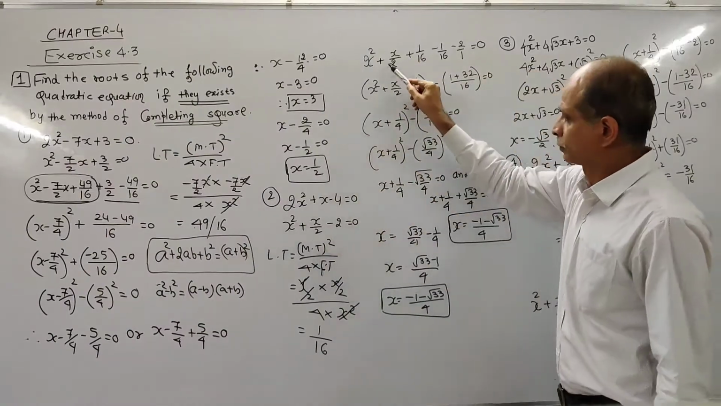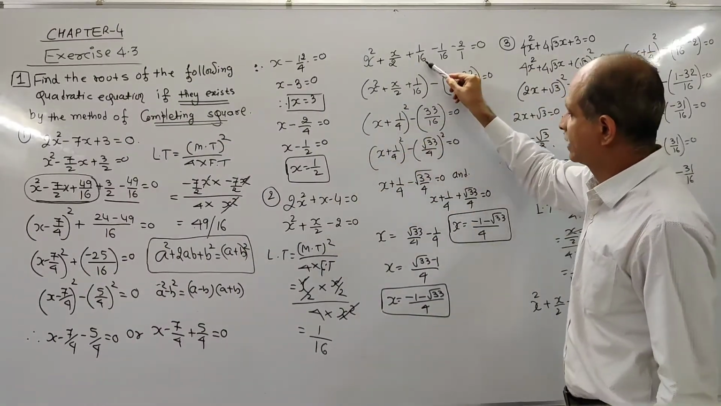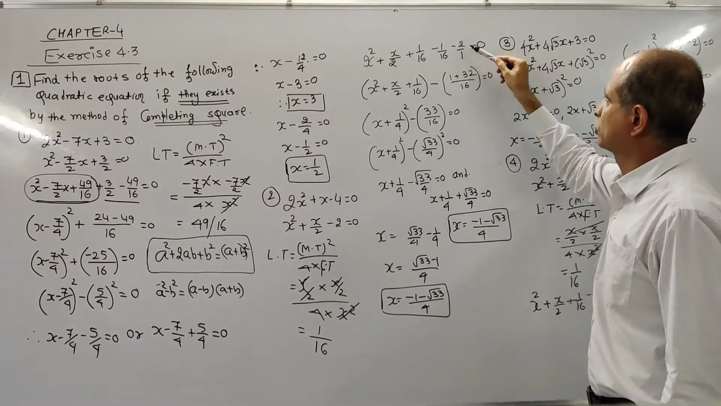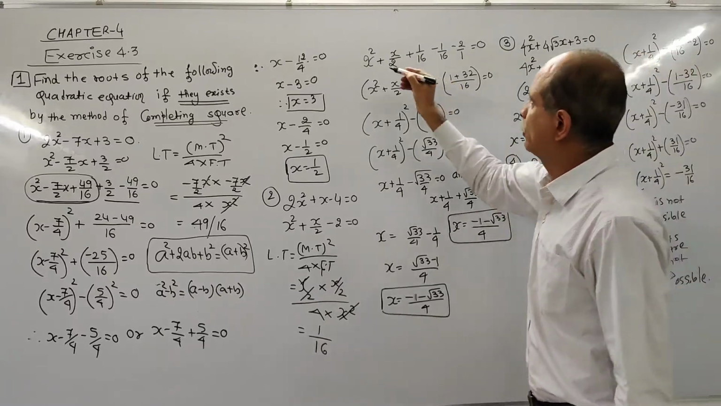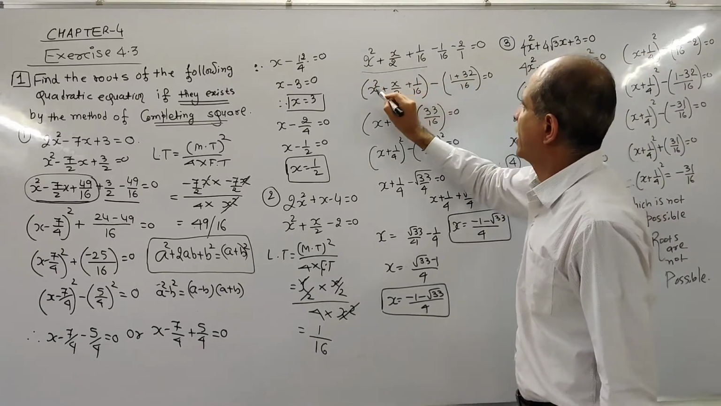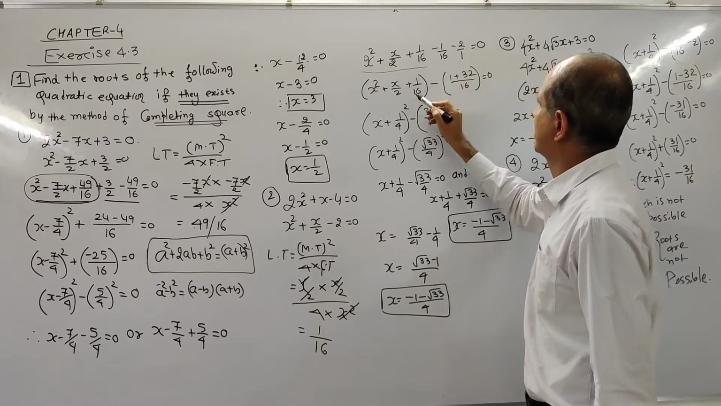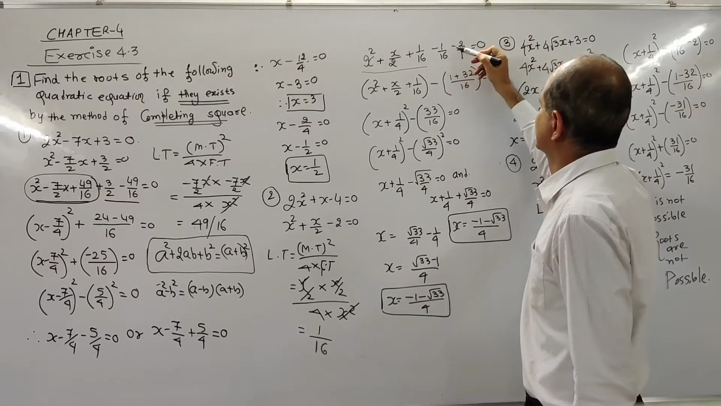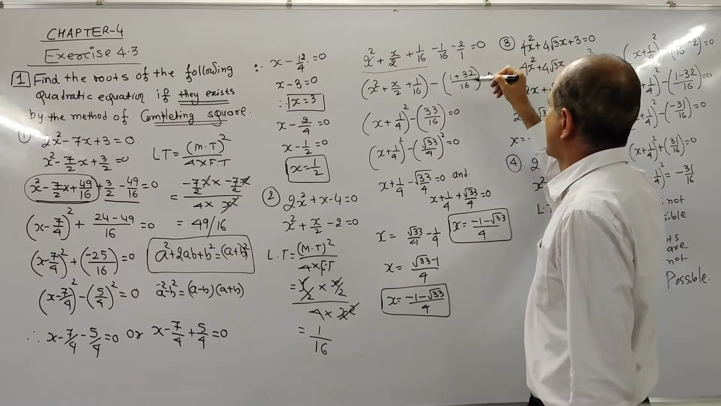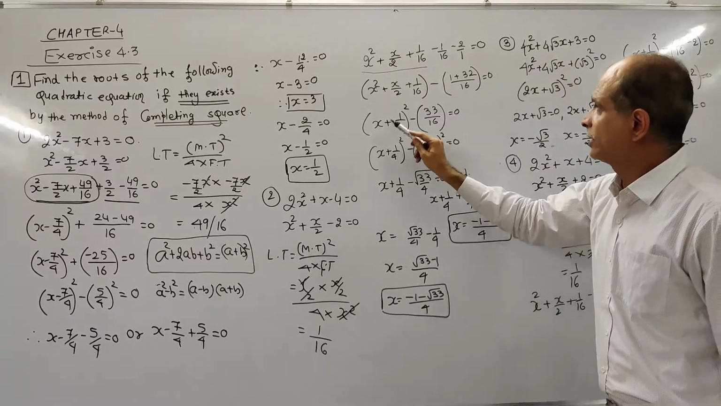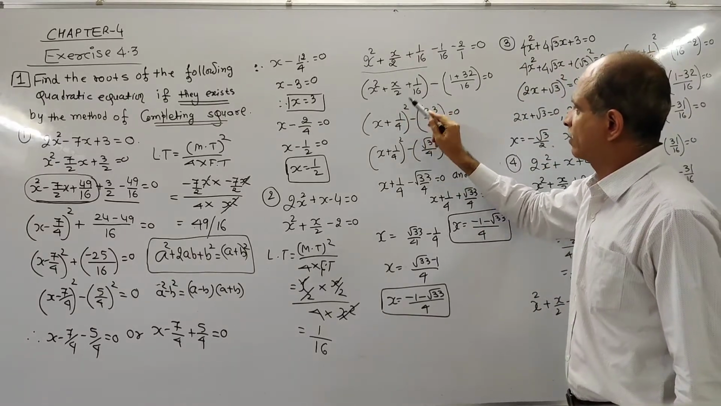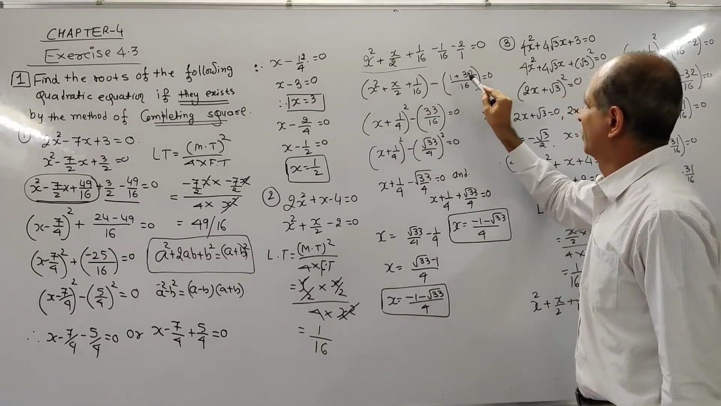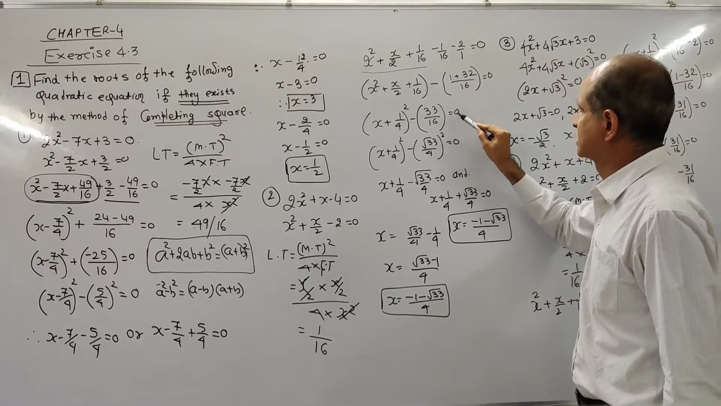So x square plus x by 2 plus 1 by 16 minus 1 by 16 minus 2 is equal to 0. Here you have to use the perfect square polynomial. So x square plus x by 2 plus 1 by 16. If you take the minus terms together, this becomes minus 1 minus 32 by 16, LCM 16, so minus 33 by 16 is equal to 0. Here a square plus 2ab plus b square means a plus b whole square. So x plus 1 upon 4 whole square minus 33 by 16 is equal to 0.